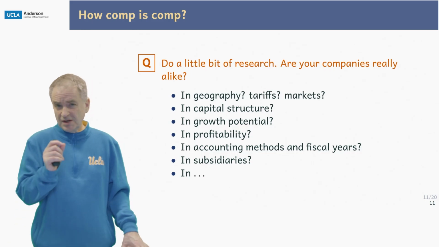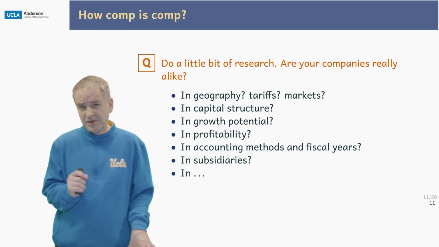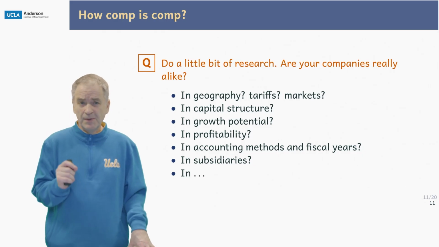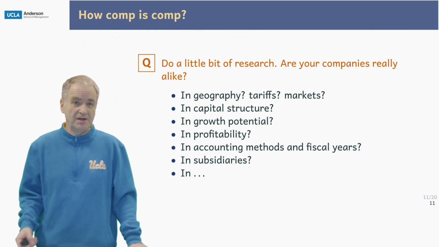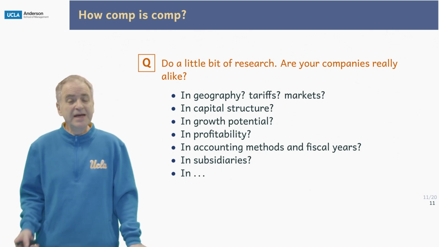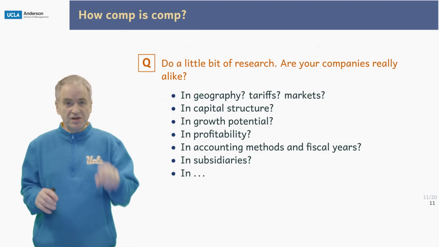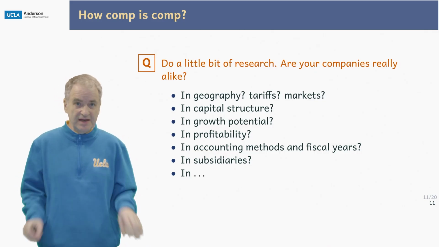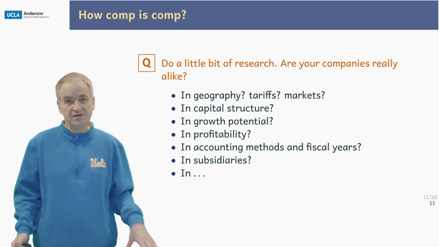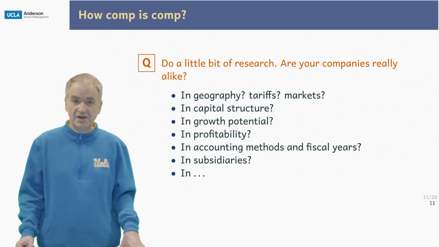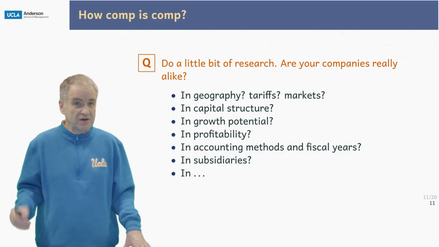Well, if you do a little bit of research, though, you will find that none of these companies are really all alike. They can differ in geography, where they sell. For example, Coca-Cola and PepsiCo in the past had different markets in Russia and in China. One had Russia, one had China. Even to this day, there is still some difference in the market penetration in China versus in Russia. They have different tariffs. They have different markets. They have different capital structures. They may have different growth potential.